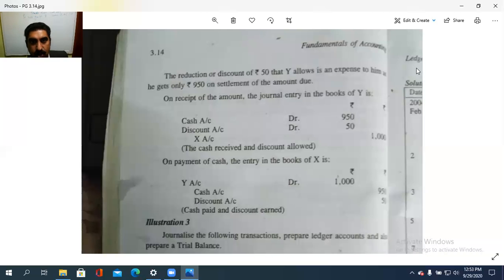Then the reduction or discount of ₹50 that Y allows is an expense to him and he gets only 950 on the settlement of the amount. So in the books of Y, what is the entry? Cash is being received, isn't it? So cash account debtor, how much is being received? 950. Discount allowed account debtor 50 to who? X account 1000. Then in the books of Y is getting the money, isn't it?